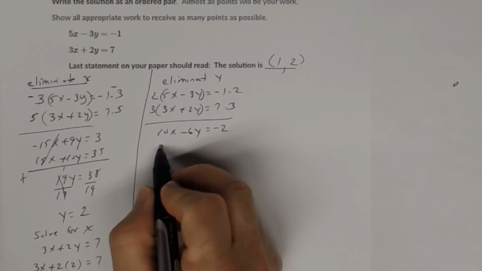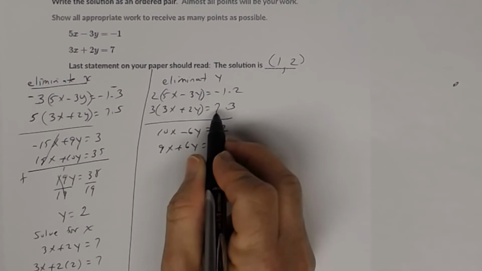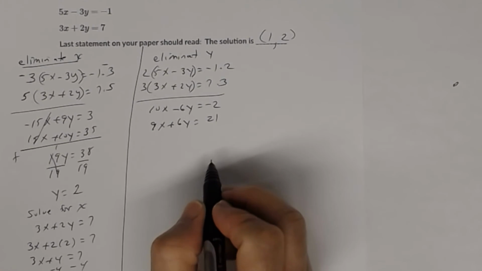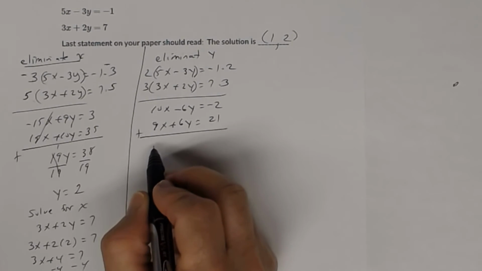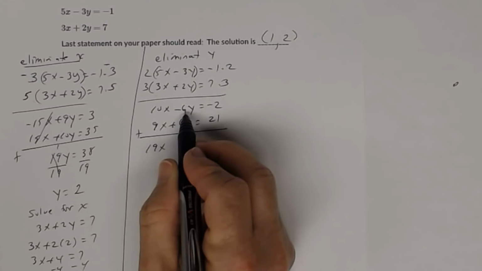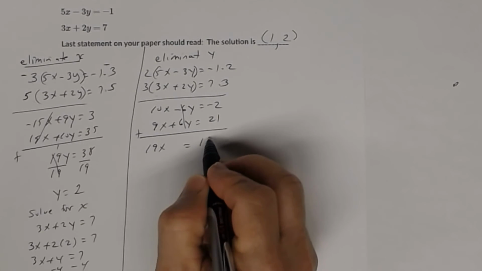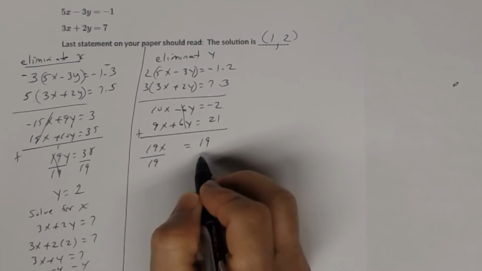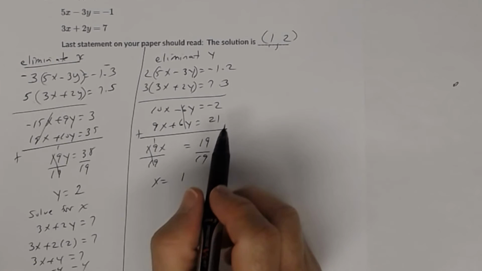3 times 3x is 9x. 3 times 2y is 6y, equals 7 times 3 is 21. Alright, adding those, 10x plus 9x is 19x, 6y and negative 6y is 0, equals negative 2 and 21 is 19. Divide both sides by 19. I get x to be 1, which is what we had.